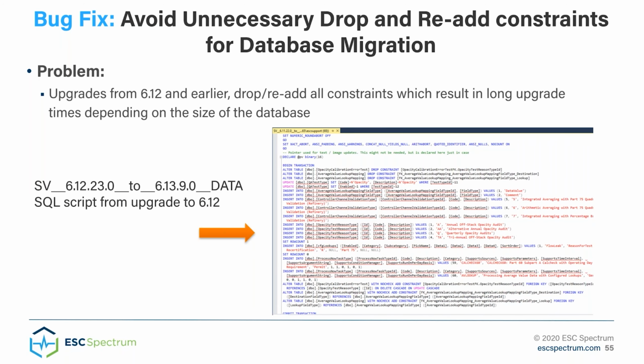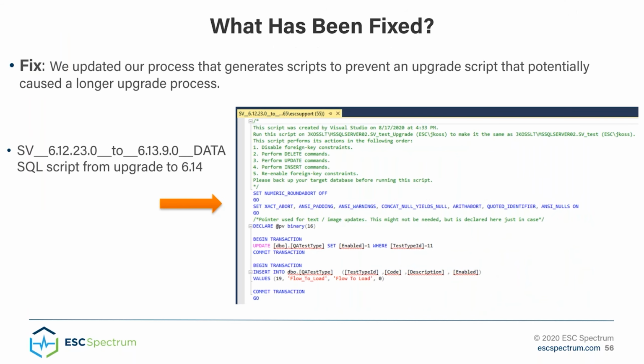Avoid unnecessary drop and re-add constraints for database migration. During StackVision upgrades, a SQL script runs in the background. In 6.14, this script has been cleaned up and shortened. The fix prevents a long upgrade only if you are upgrading from 6.12 and earlier. It won't affect upgrades from 6.13.